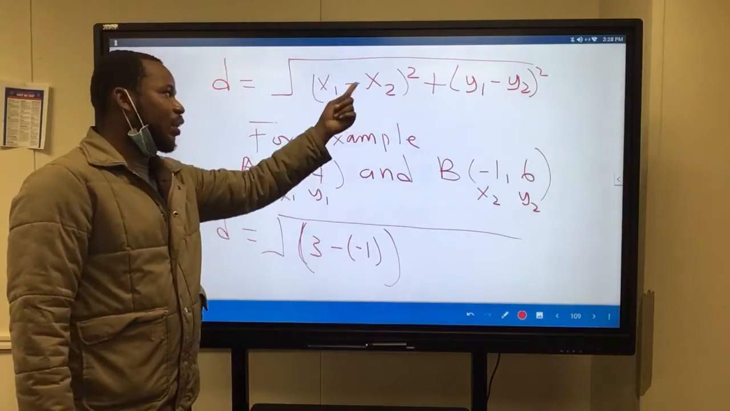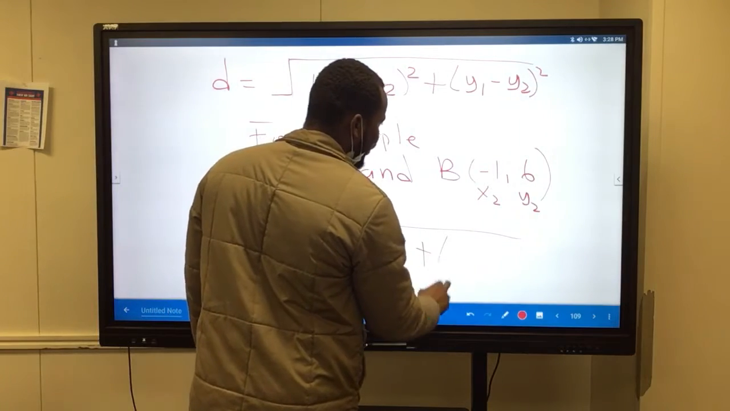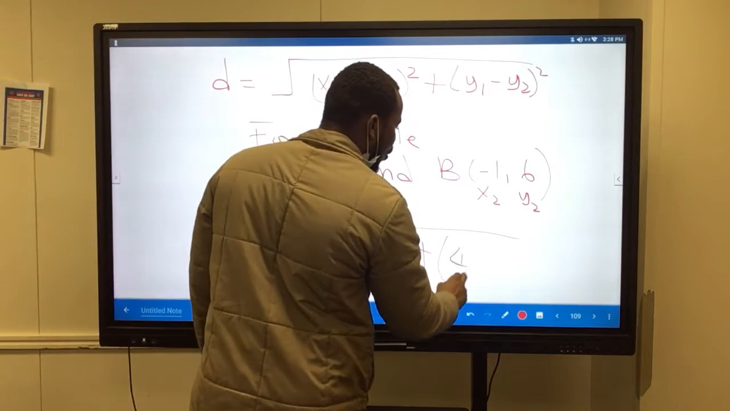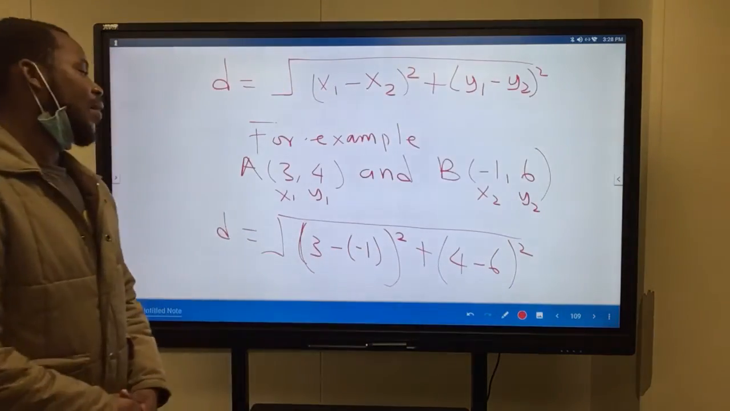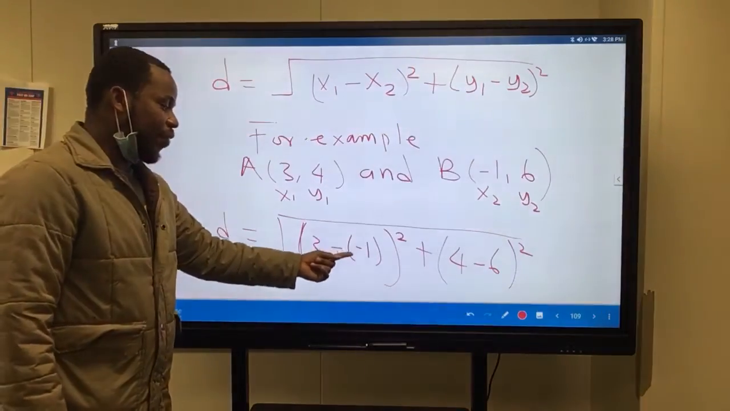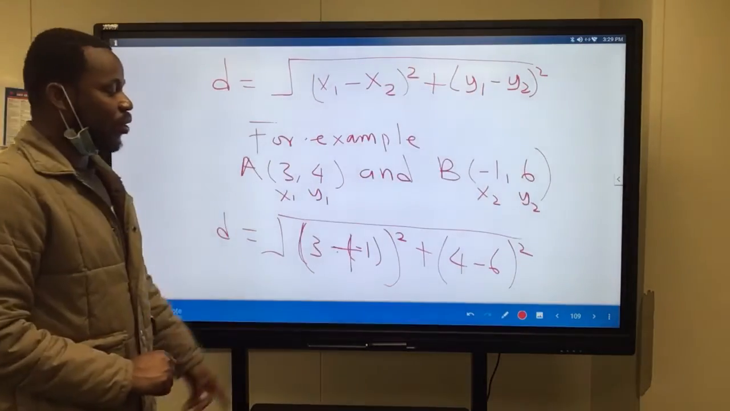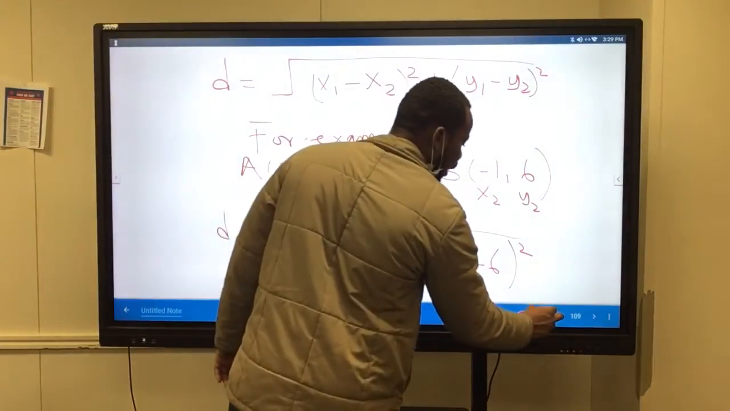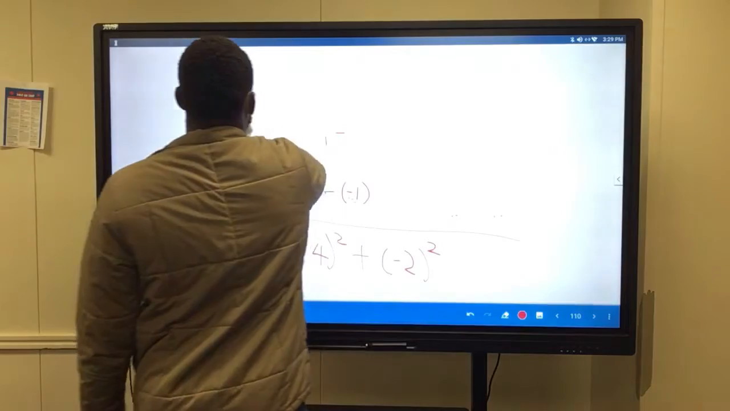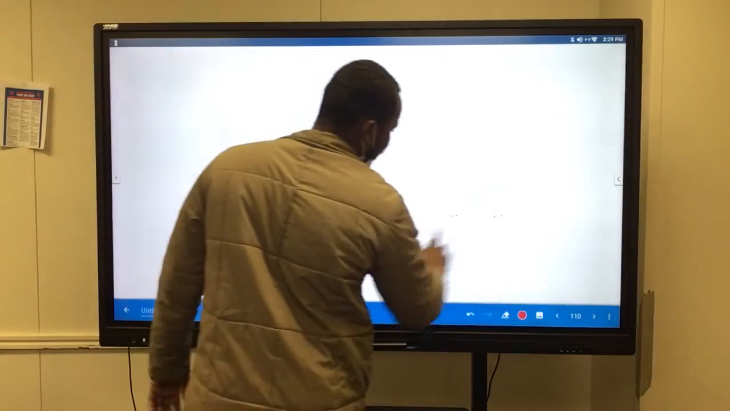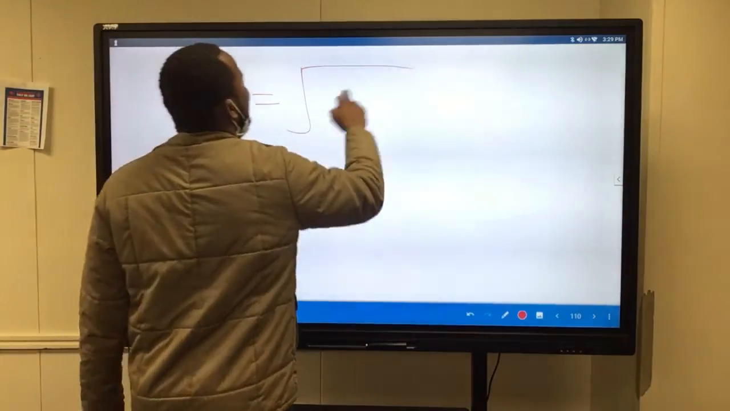This is a bigger bracket, because the x2 is a negative, right? And then square, plus 4 minus 6. I don't see a negative, so I just continue. Now, we know that negative times negative becomes positive. So this is actually plus, so this is 3 plus 1. So when I go to the next line, what is my 3 plus 1? 3 plus 1 is 4. So I basically will say d is equal to the root of 4 squared.